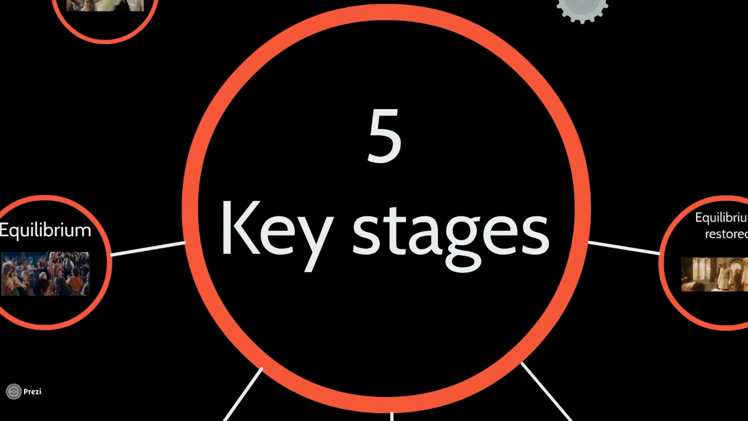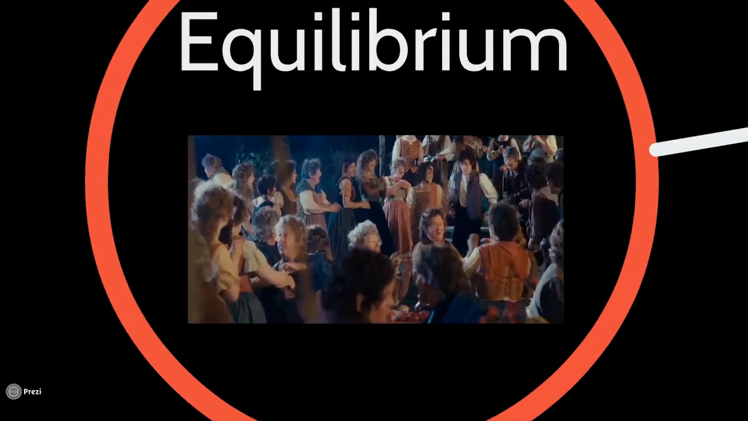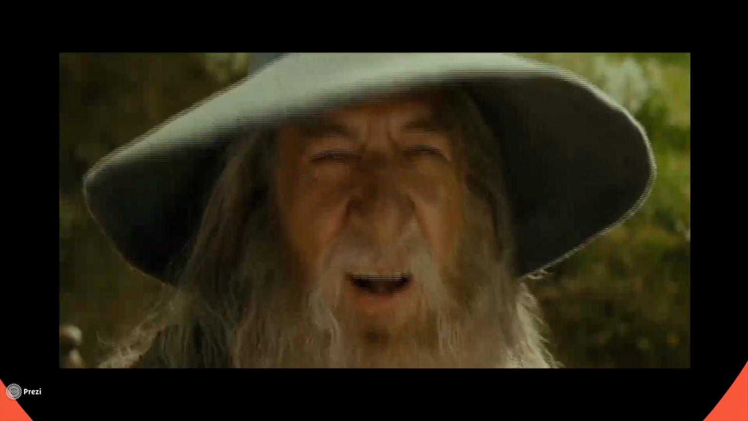The first stage is equilibrium. This stage is when everything is happy and normal. The atmosphere is very calm and we can have an idea of a normal day in the life of the characters. This happened in the first movie of The Lord of the Rings.